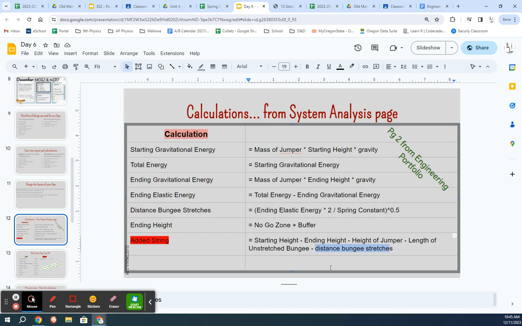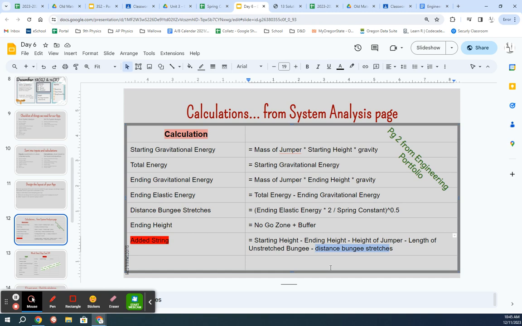Again, pause the video here so that you can do the coding of your app. For the spot that says starting gravitational energy in your equation, you're going to type in equals. You're going to click on the square that has the mass of the jumper. You're going to hit Shift 8 to get the multiplication asterisk. You're going to click on the starting height. You're going to do Shift 8 again to get another multiplication asterisk. Multiply it by gravity, which is 9.8.